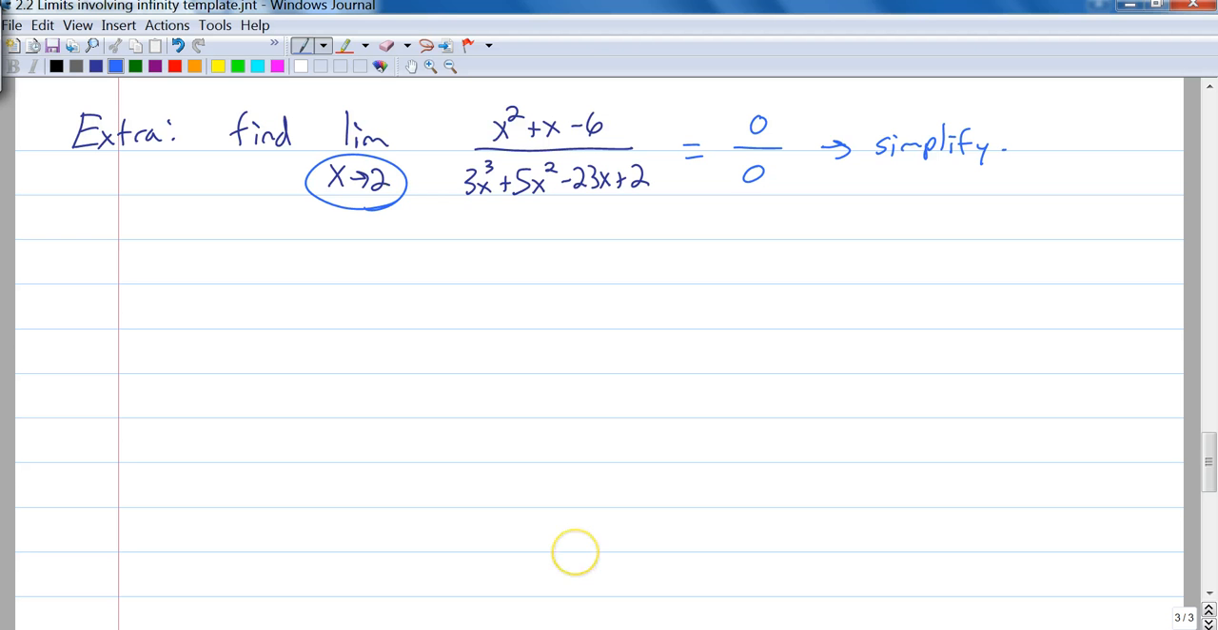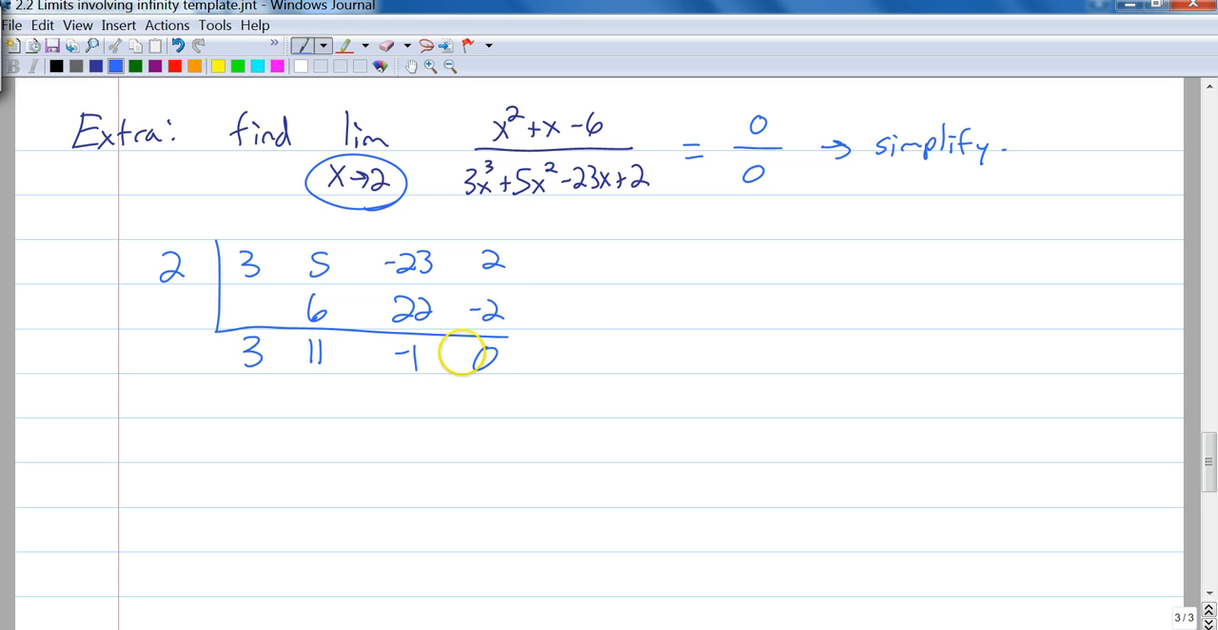We know that when x is at 2, there's a 0 there. So we can use that information to synthetically divide by 2, and then break it down. So we have 3, 5, negative 23, and 2. So to synthetically divide, bring the number down, multiply, and then add, and then multiply, and then add, and then multiply, and then add. And sure enough, you did get a remainder of 0. So here's what happens to this.